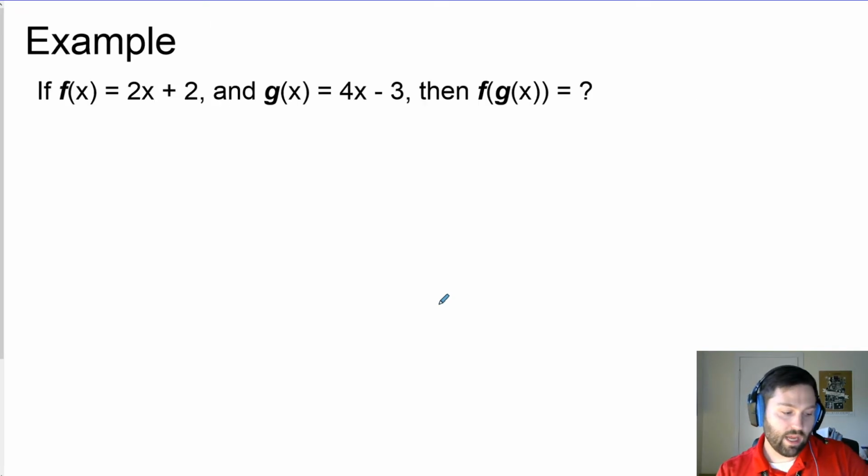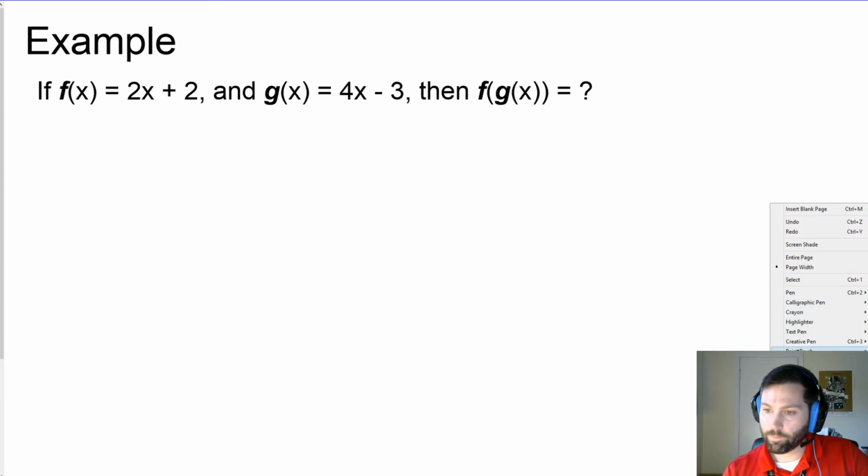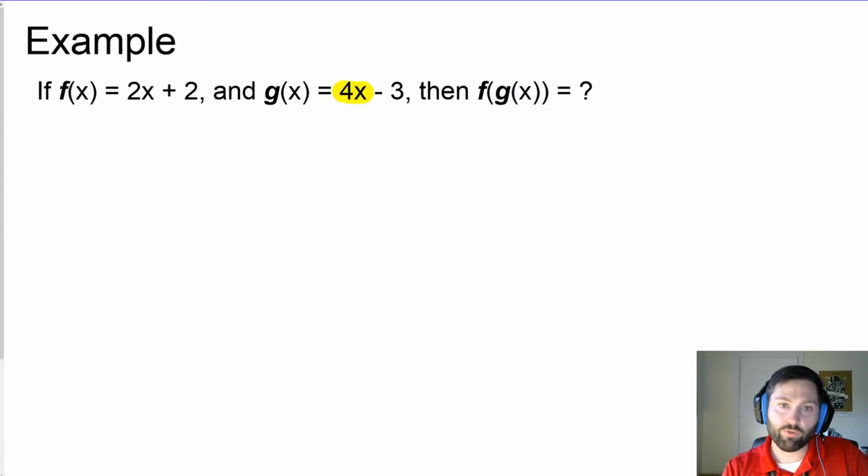All right, f of x equals 2x plus 2, and g of x equals 4x minus 3. Then f of g of x equals what? Okay, so they are saying for us to consider that g of x is equal to 4x minus 3. So I'm going to take this yellowed expression here, and I'm going to substitute it in here.